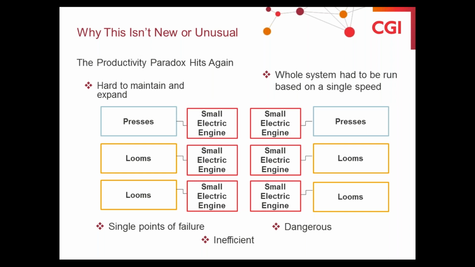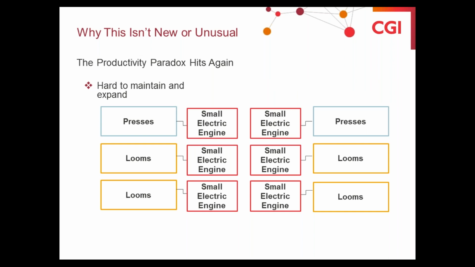All of a sudden, these new factories don't have a single point of failure. One engine goes, the rest keeps going. It's not as inefficient because the mechanical engine energy goes directly to the presses and looms. It's not as dangerous, less people being killed. The whole system doesn't have to be run on a single speed because a press and a loom can go at different speeds, and little electric engines can run at different speeds at different times and quite efficiently. And it's not as hard to maintain and expand because you can take out an electric engine, you can put in a whole new electric engine and loom without redesigning the whole thing.